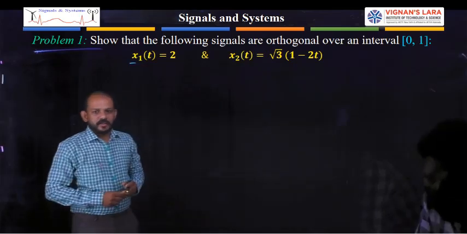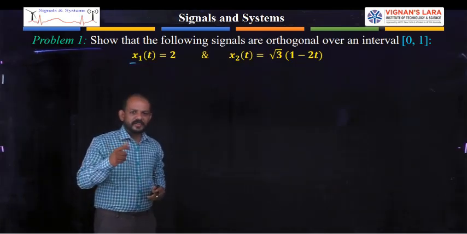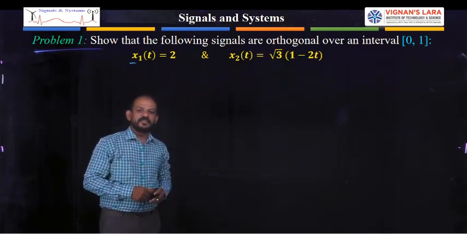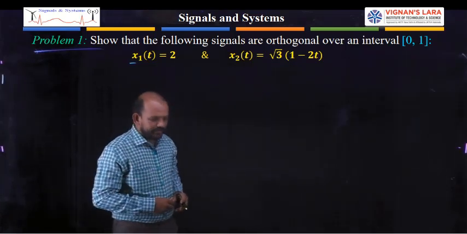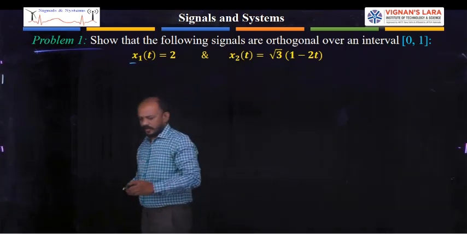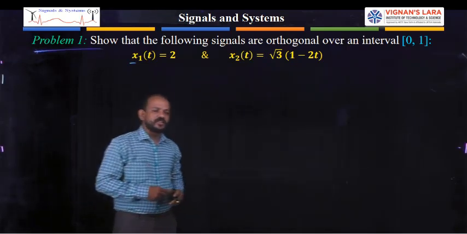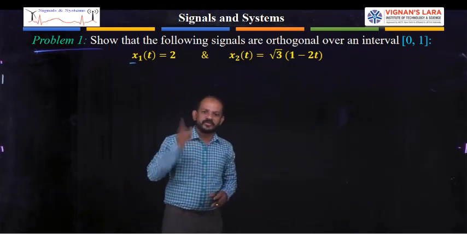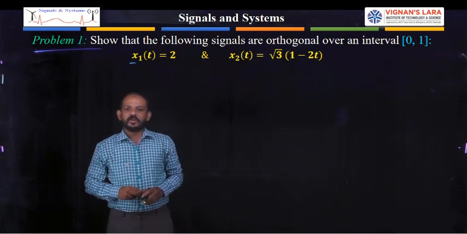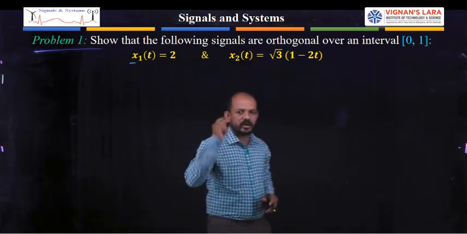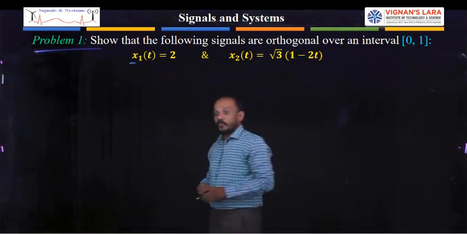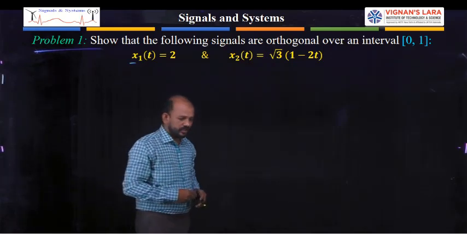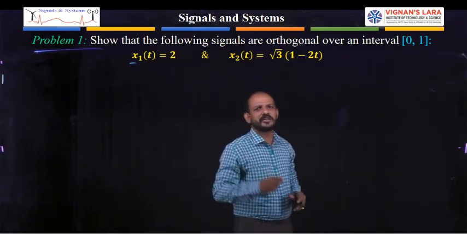Hi students, in the previous class we discussed the analogy between vectors and signals. We all know that two vectors are orthogonal to each other whenever their dot product is equal to 0. If the dot product of two vectors is 0, then we can say those two vectors are orthogonal to each other. Now, when we say two signals are orthogonal to each other, I already explained this in the previous class.